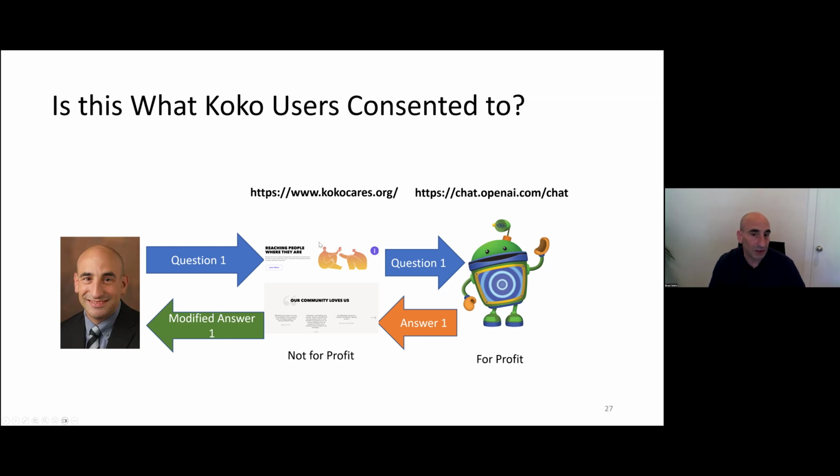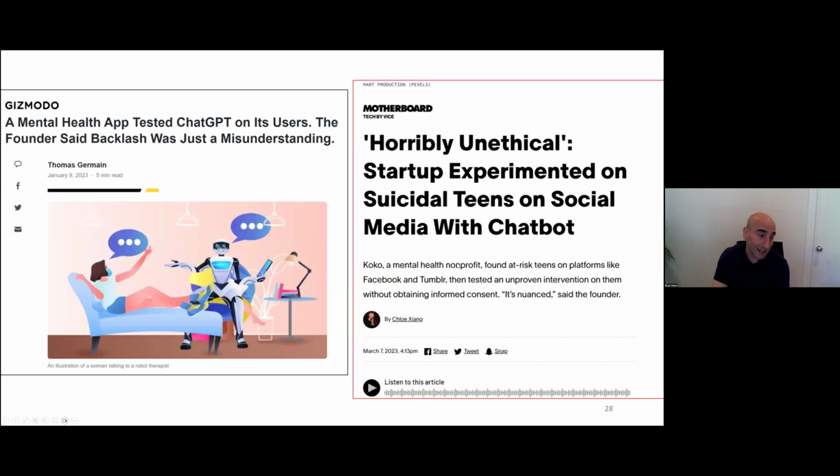Now, why is this considered potentially questionable? So Coco was a not-for-profit that had a relationship with the consumer. The consumer did not agree to having their information sent over to a for-profit like OpenAI, or allowing OpenAI to continue learning based on their information, right? So there's a transparency issue here, potentially a contract issue as well. And this did not sit well in the media once it was discovered that this was ChatGPT.